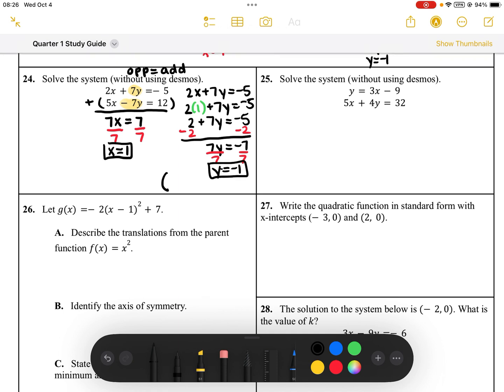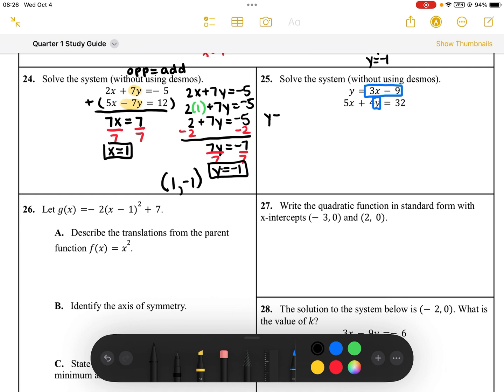So now I need to write my ordered pair for my solution. It's going to be 1, comma, negative 1. For 25, I have y equals 3x minus 9, 5x plus 4y equals 32. I have one equation that has a variable by itself. So I'm going to take what y equals, substitute it in for y into my second equation.